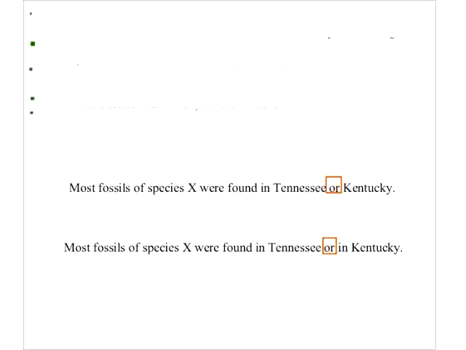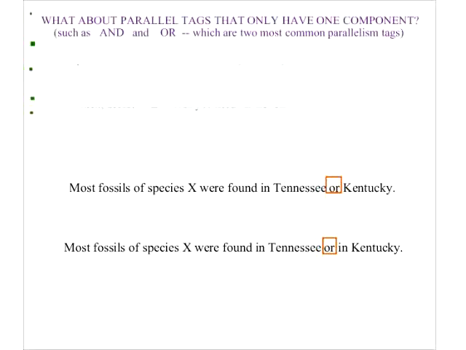In this case it's a little bit different because you only have a single tag. In other words, the first part of the parallel structure is not marked. So these are more difficult, but unfortunately they also include the two most common tags that exist, which are and and or. Those are the two most common types of tags.